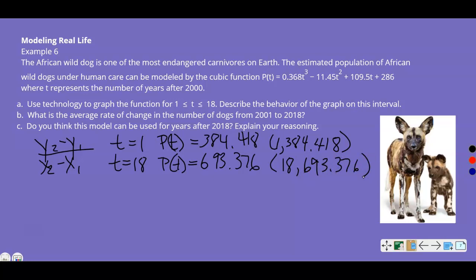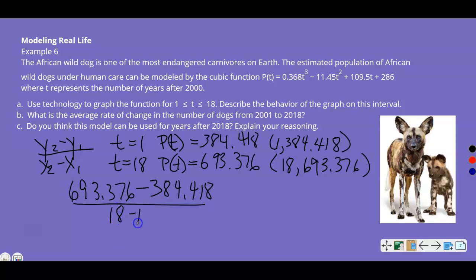So we're going to do y2, 693.376 minus our y1, 384.418, and we're going to divide that by our x values. So 18 minus 1. And then you just simply simplify, and that will give you your rate of change. So our rate of change is about 18.2.